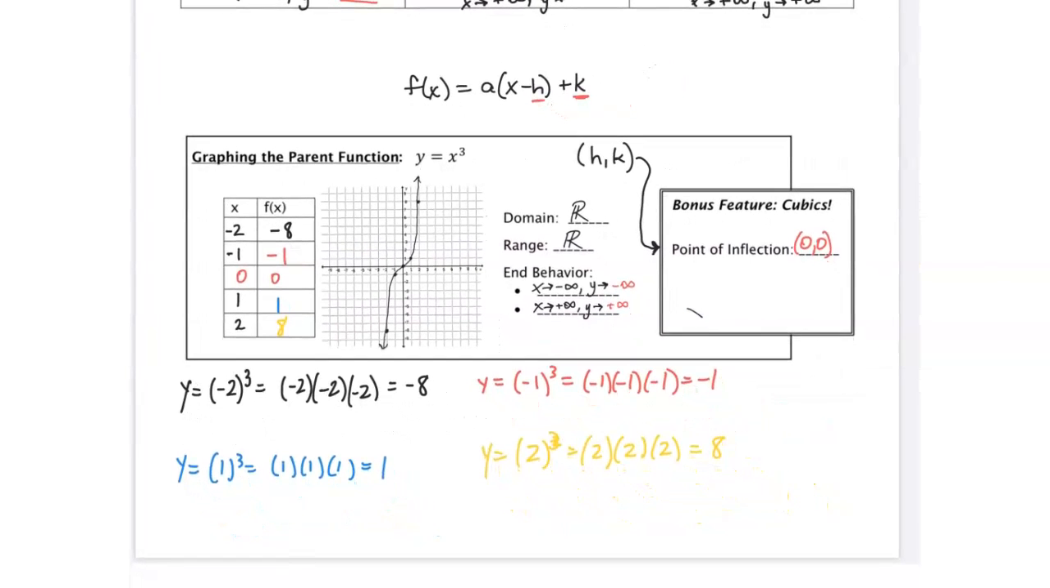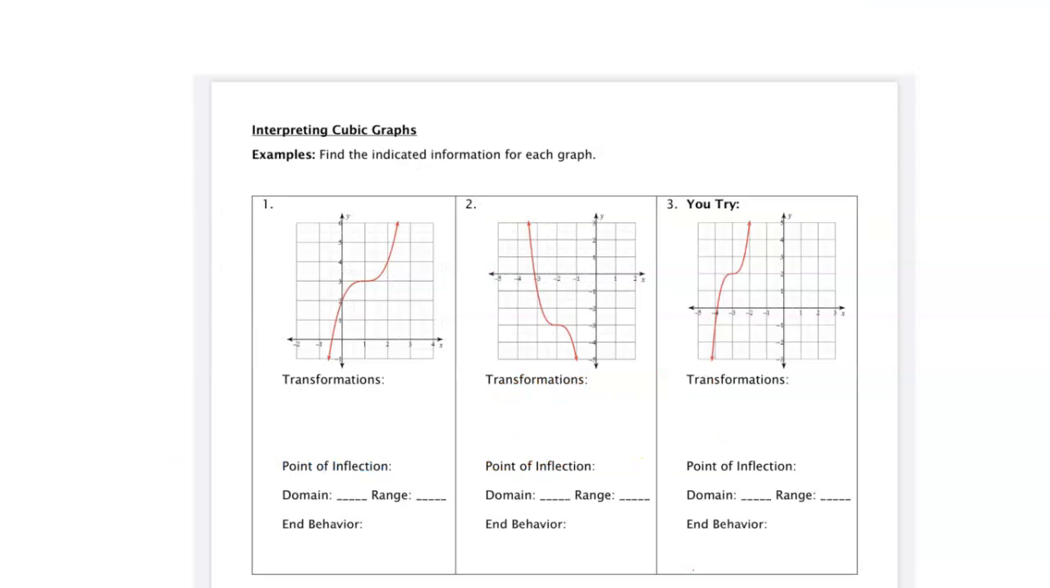Okay. So again, remember that our bonus feature for cubics is that point of inflection, and it's 0, 0. It's very similar to your vertex. This is where we begin to kind of make a shift for our graph. So let's interpret a few of our graphs. Remember that the point of inflection for our parent function cubic is at 0, 0.